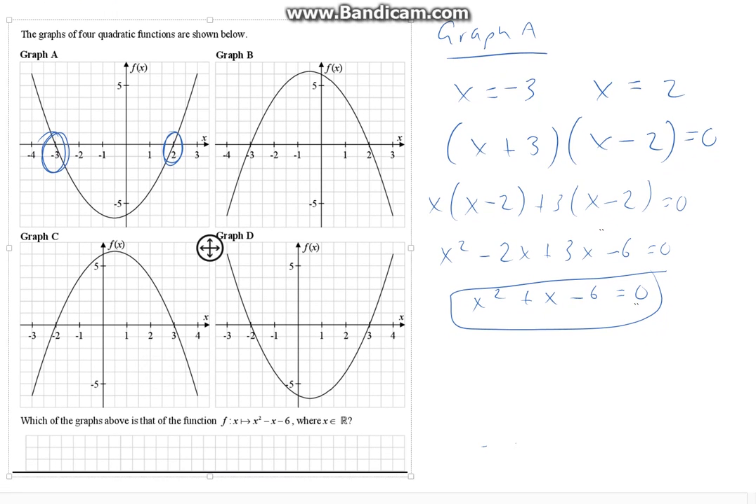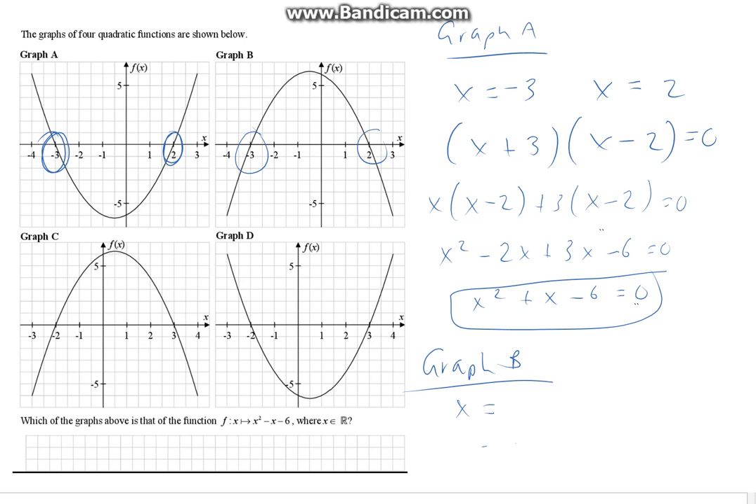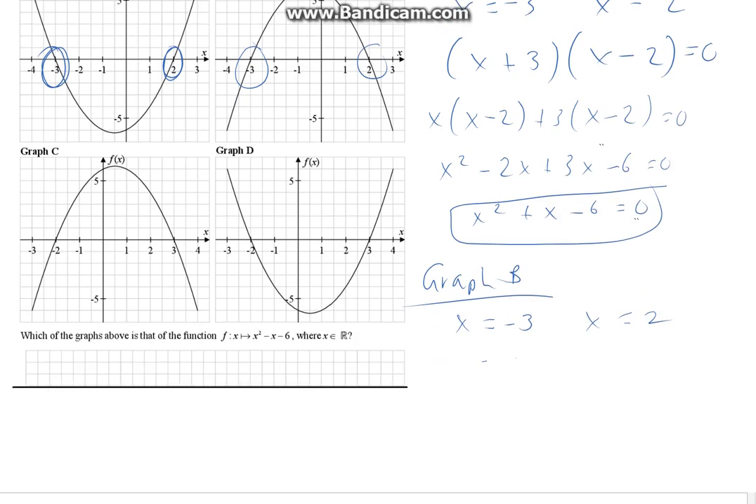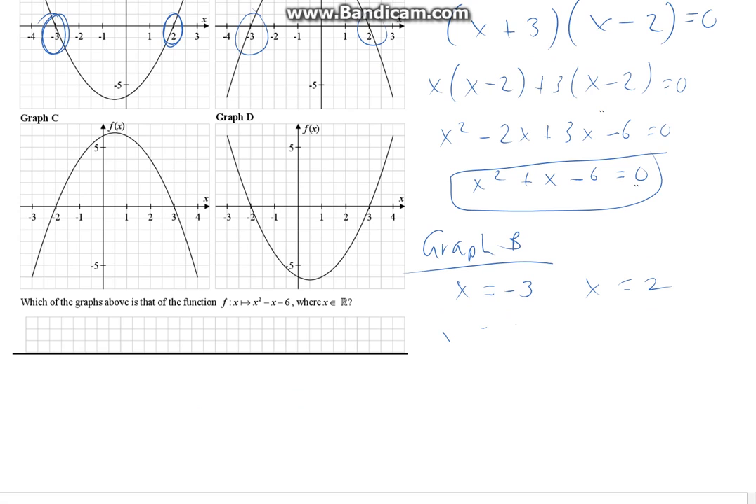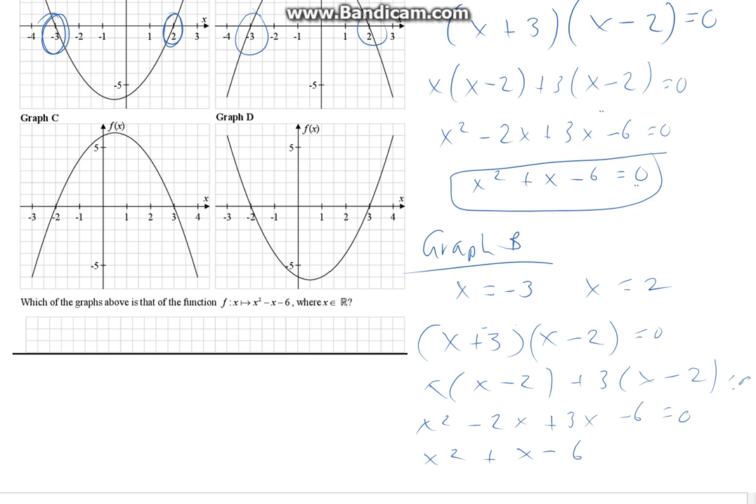I'll just do graph B and then we'll move on to something different. Right, graph B. What are our roots? x equals minus 3 and x equals 2. Again, what would our factors become? x plus 3, x minus 2 equals 0. So we have x on x minus 2 plus 3 on x minus 2 equals 0. x squared minus 2x plus 3x minus 6 equals 0. x squared plus x minus 6 equals 0.